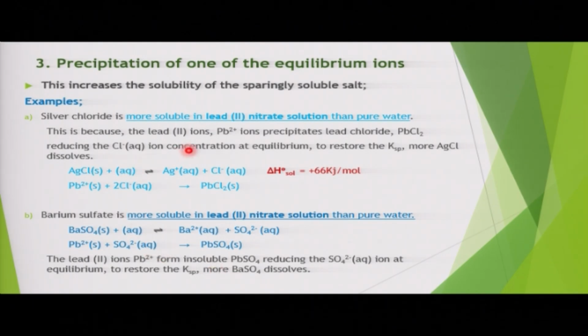Silver chloride is more soluble in lead 2 nitrate than in pure water. Simple understanding. So in pure water, it exists like this. You see the ions. But when you bring in lead 2 nitrate, the lead 2 ions in solution pick up the chloride to precipitate lead 2 chloride. In the process, more silver chloride will ionize to bring in more chloride since they are being removed.